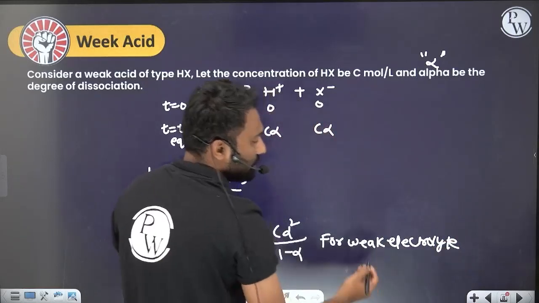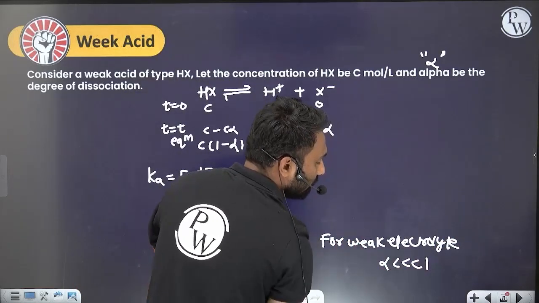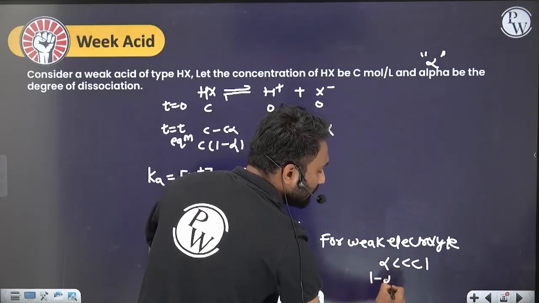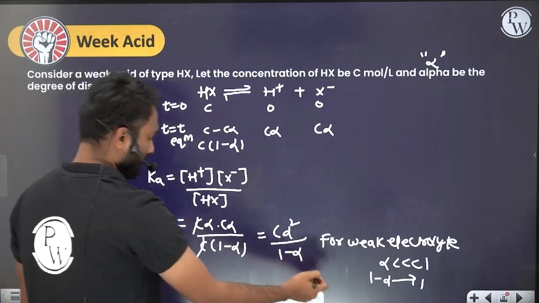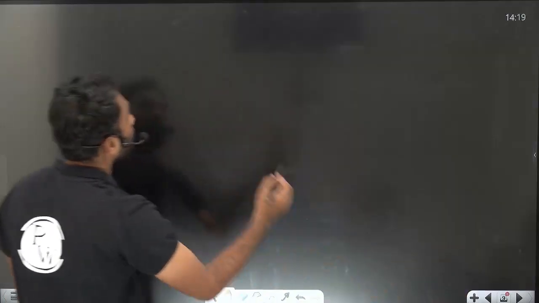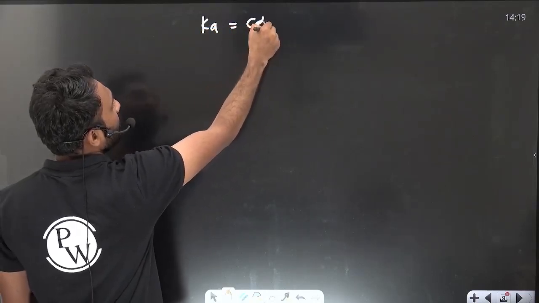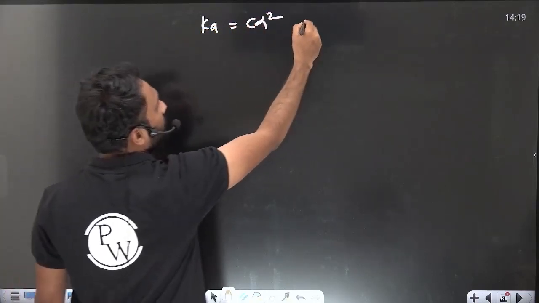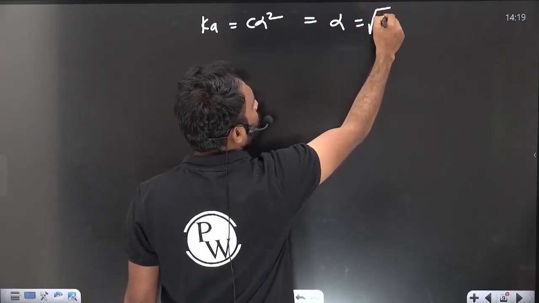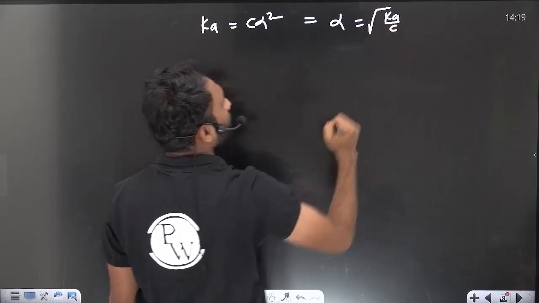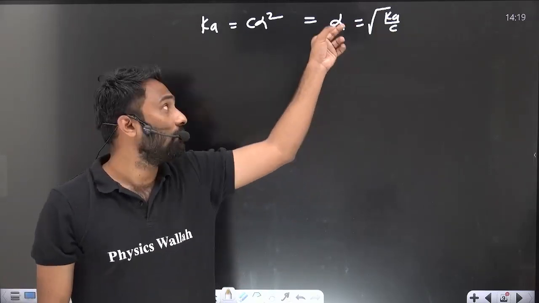Here, for weak electrolytes, the degree of dissociation alpha is very much less than 1, so 1 minus alpha will be equal to 1. Then Ka is equal to C alpha square. Now alpha will be equal to under root Ka by C. This is the degree of dissociation, the Ostwald dilution law we have seen.